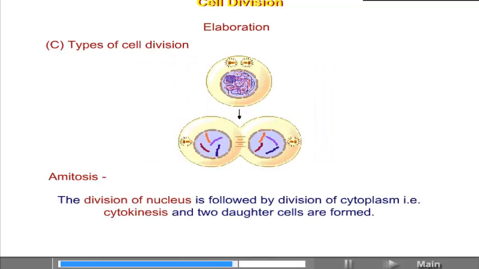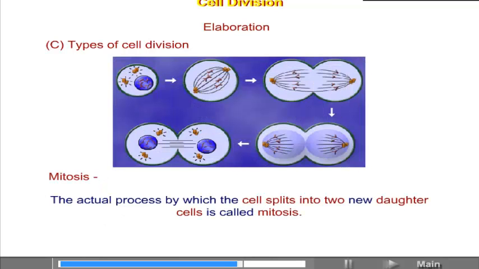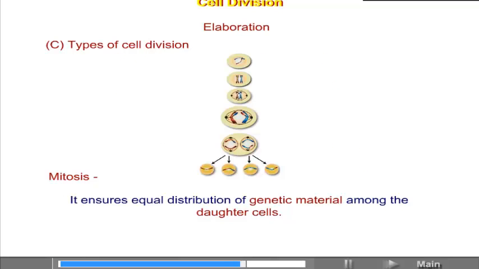The division of nucleus is followed by division of cytoplasm, that is cytokinesis, and two daughter cells are formed. Mitosis. The actual process by which the cell splits into two new daughter cells is called mitosis. It ensures equal distribution of genetic material among the daughter cells.